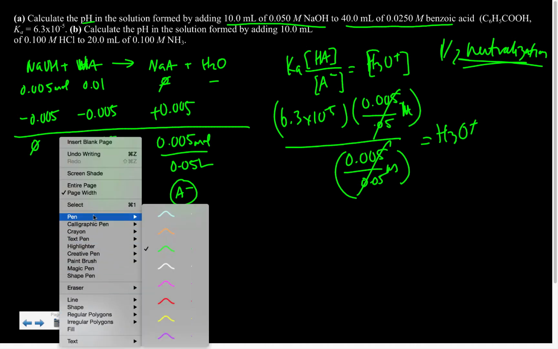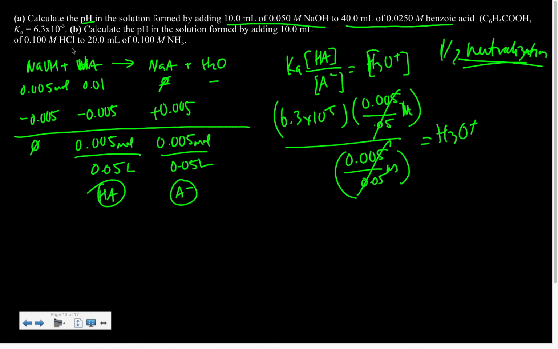All right, next up. Let's change color. So here it says calculate the pH in the solution formed by adding 10 mL of 0.1 molar HCl to 20 mL of 0.1 molar ammonia. What do we notice? Ding, ding, ding, we are also at the half neutralization point again.